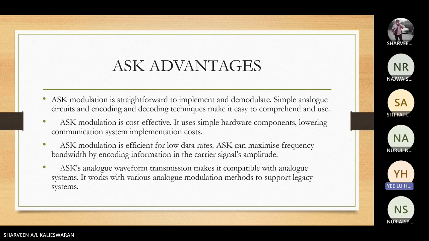ASK can maximize frequency bandwidth by encoding information in the carrier signal's amplitude. ASK's analog waveform transmission makes it compatible with analog systems. It works with various analog modulation methods to support legacy systems.